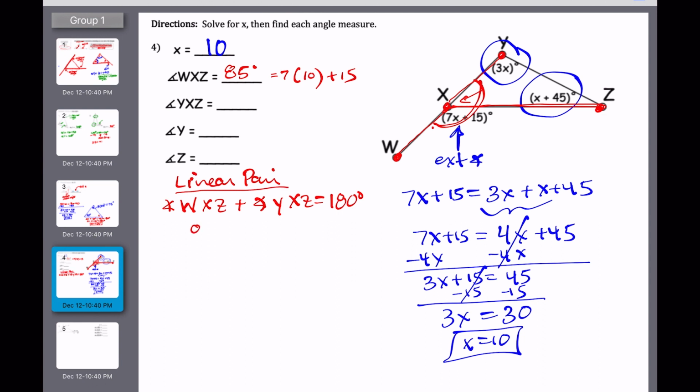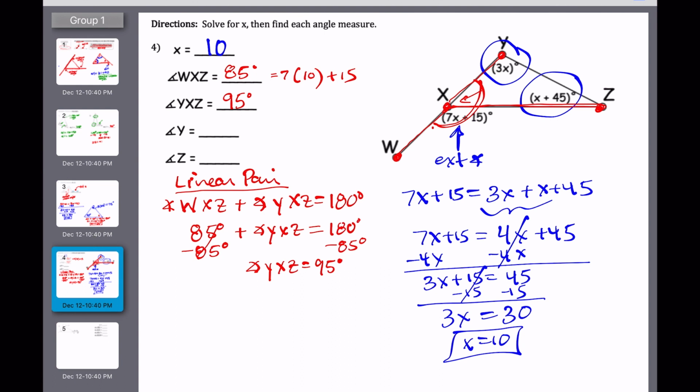Well, we know that WXZ is 85 degrees. Angle YXZ we don't know yet, that's what we have to solve for. And they have to add up and equal 180. So if you subtract 85 degrees from both sides, you get that angle YXZ is equal to 95 degrees. There's our next answer.